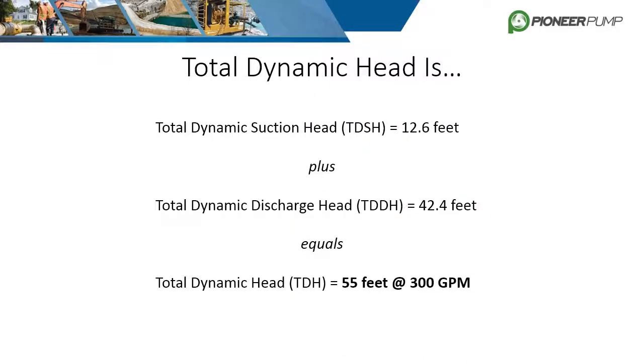Remember, total dynamic head is the dynamic suction head and the dynamic discharge head added together. For this example, the total dynamic suction head was 12.6 feet and the total dynamic discharge head was 42.4 feet. These two added together equals 55 feet. The official total dynamic head of the system is 55 feet at 300 gallons per minute.